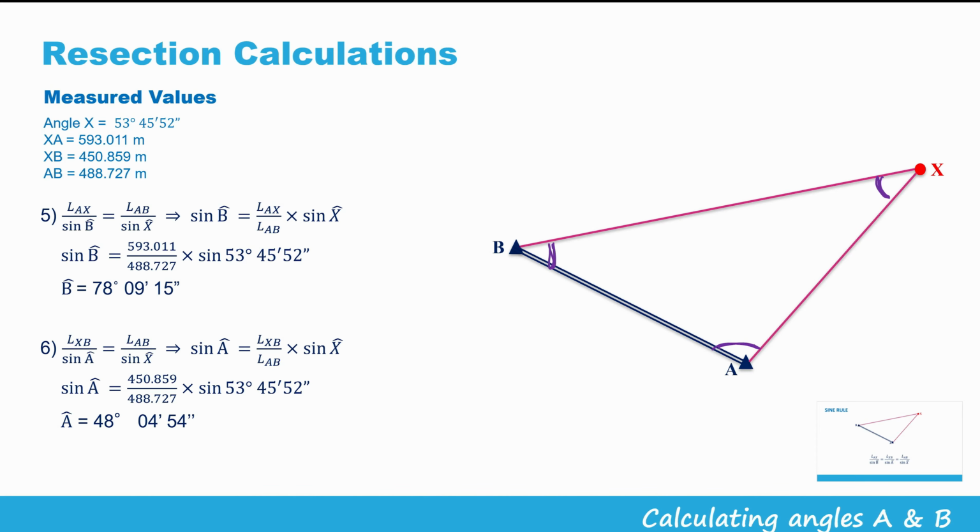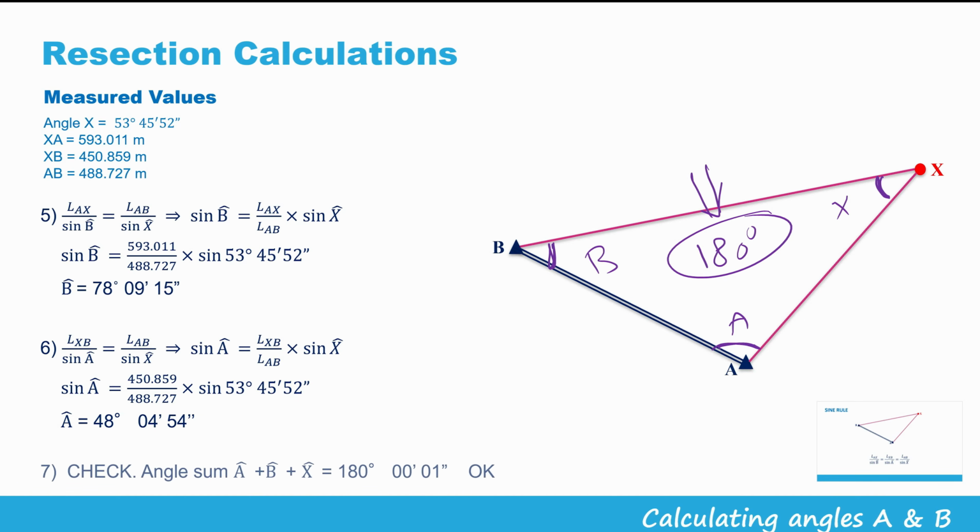Now at this stage we are going to check the accuracy of our measurements. As you know, the summation of the triangle angles should be 180 degrees in theory. So the summation of these three angles, X, A and B, in theory should be 180 degrees. Now we are going to find the summation of our angles, and the difference between the summation of our angles and 180 degrees is the error that we made when we did our measurements for angle X and distances XA and XB. Let's see in our case. This is an important check that you have to do.